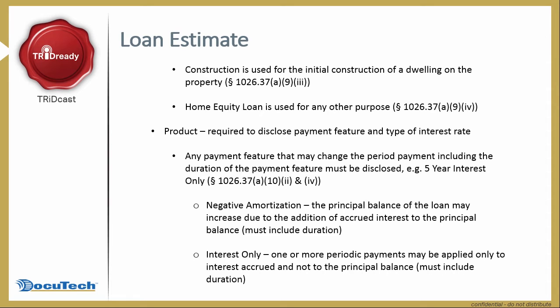So for instance, if you had an interest-only loan, it would say 5-year interest only. And some of the payment features that you need to disclose would be like negative amortization, right? So if the principal balance of the loan is going to increase due to the addition of the interest to the principal balance. If it's an interest-only feature on the loan, where one or more of the periodic payments are going to be only interest and not applied to the principal balance of the loan.